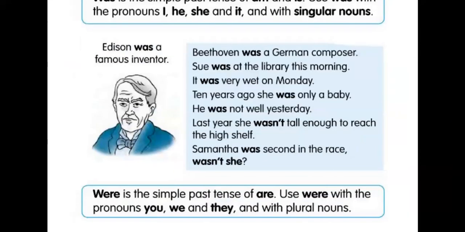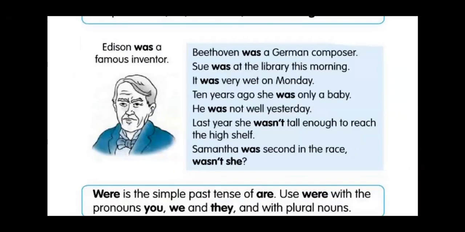Now let's have a look at the sentences. Edison was a famous inventor. It was very wet on Monday. Sue was at the library this morning. Beethoven was a German composer. He was not well yesterday. So here everywhere was is used.